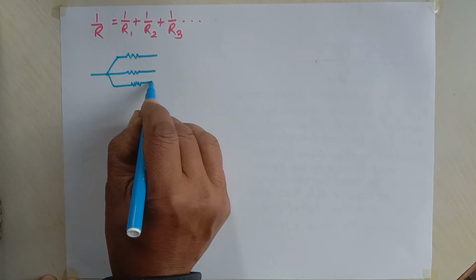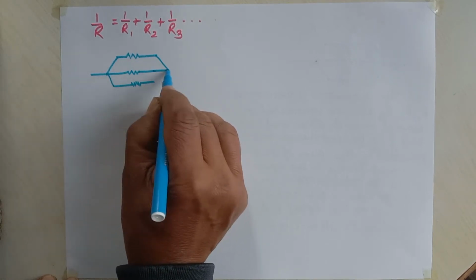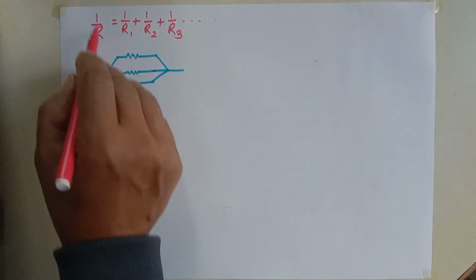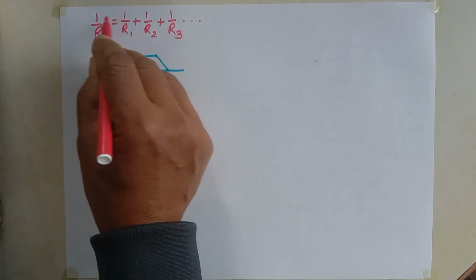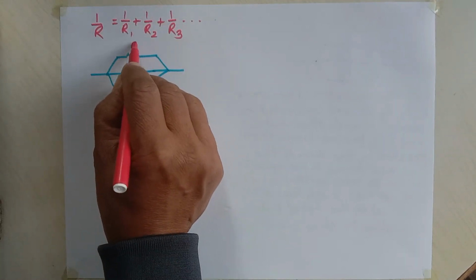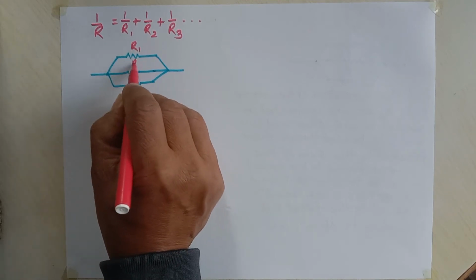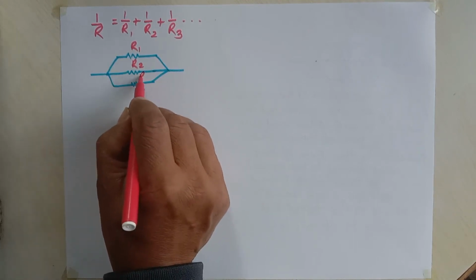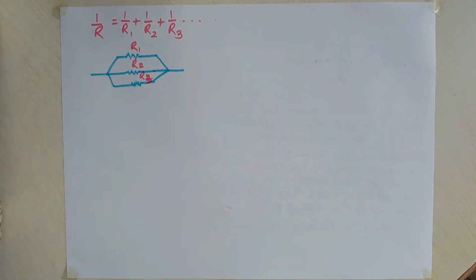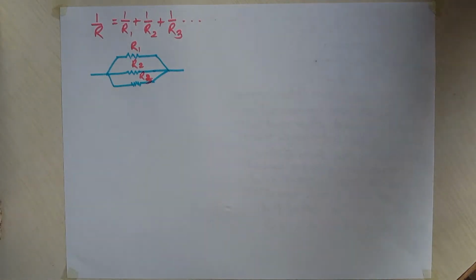I am showing three resistors connected in parallel. When resistors are connected in this way, in parallel, then the total resistance R is found to be the sum of the reciprocal of each resistance. This resistance is R1, this is R2 and this is R3. Now how can we prove this? We can prove it this way.